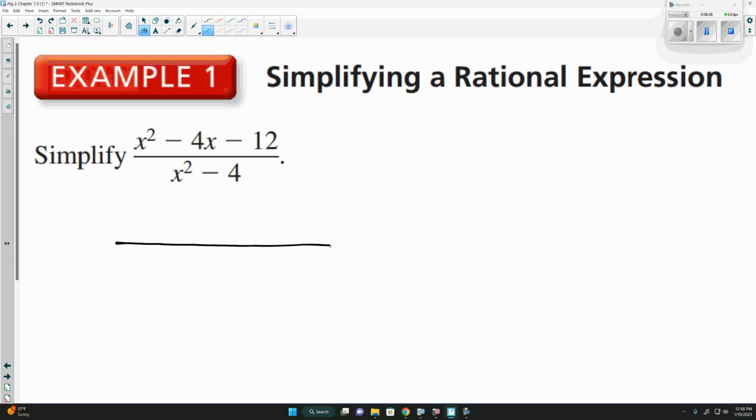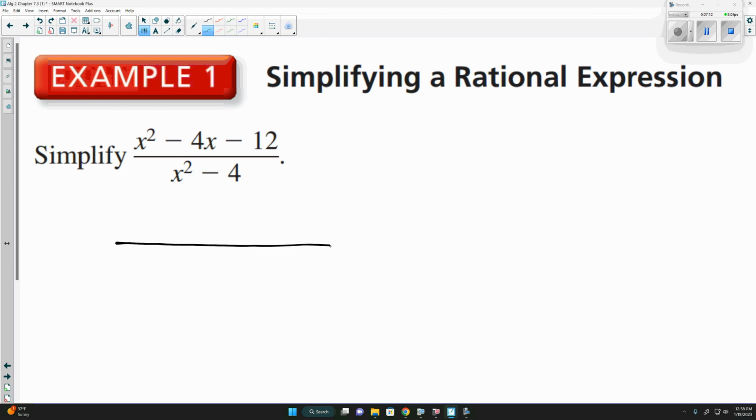Now, there's nothing at this point that we can just cancel out because of the addition, or well, subtraction here. X squared minus 4x minus 12, that's one term. X squared minus 4, that's one term. So we can't just start crossing things out. But we can factor. And whenever I factor any of these here, I always start with the one that I can factor the easiest, or I see the factors the easiest, and go from there. So looking at this here, which one do we think we can factor easier? The numerator or the denominator? Top or bottom?